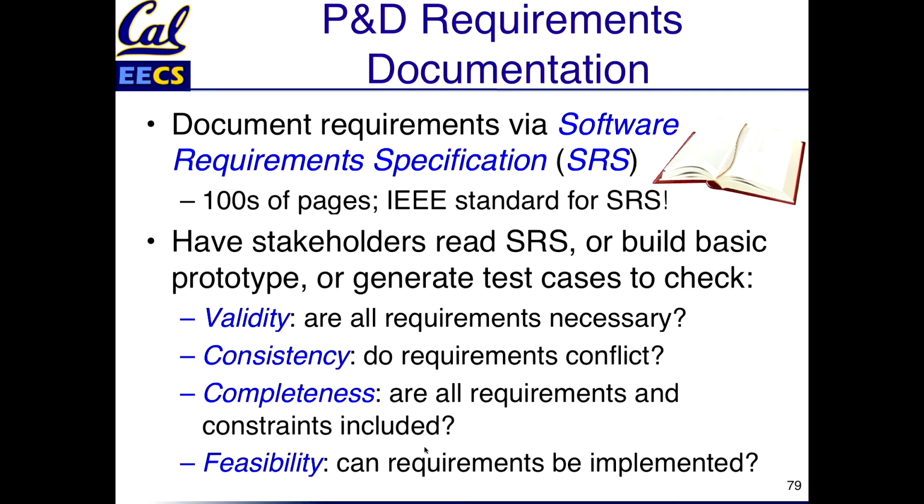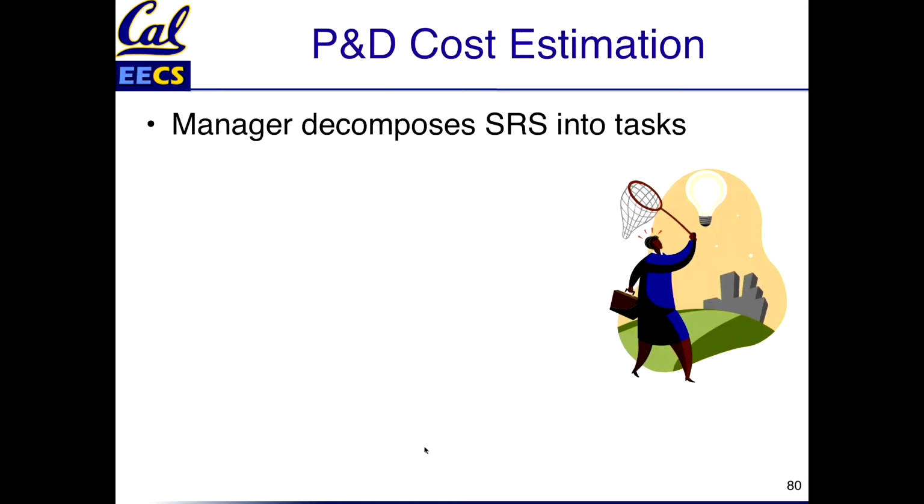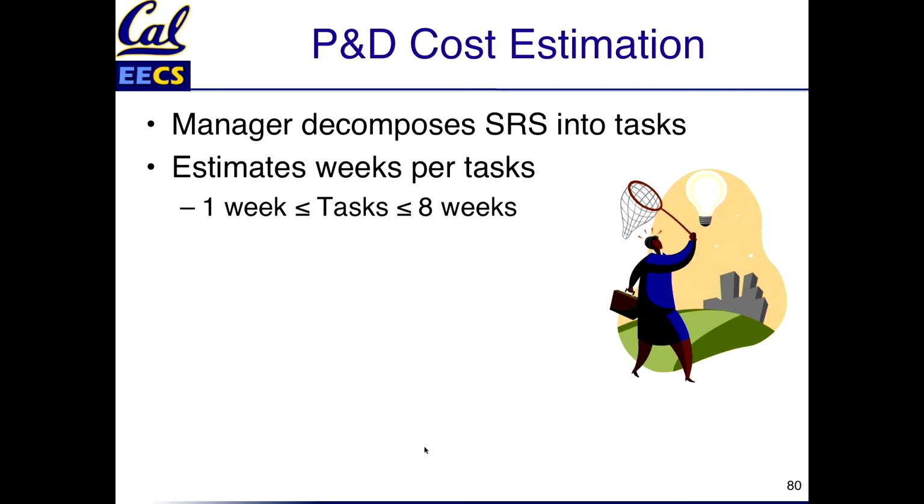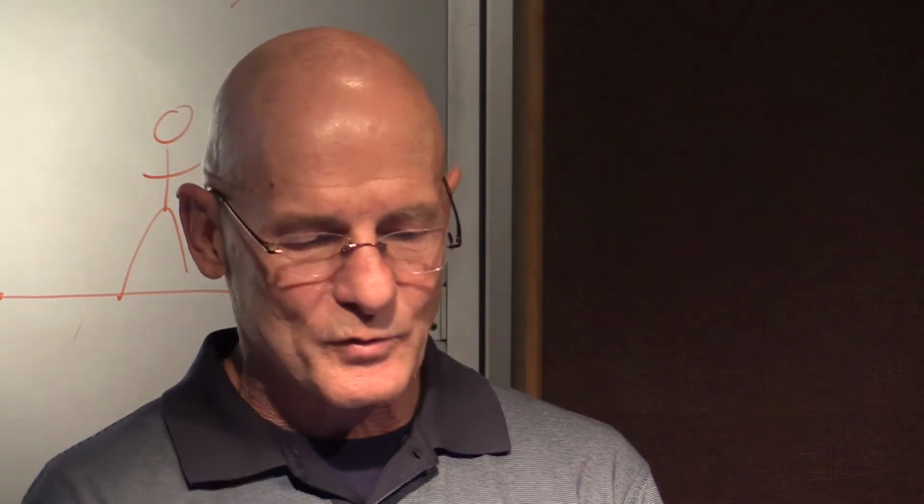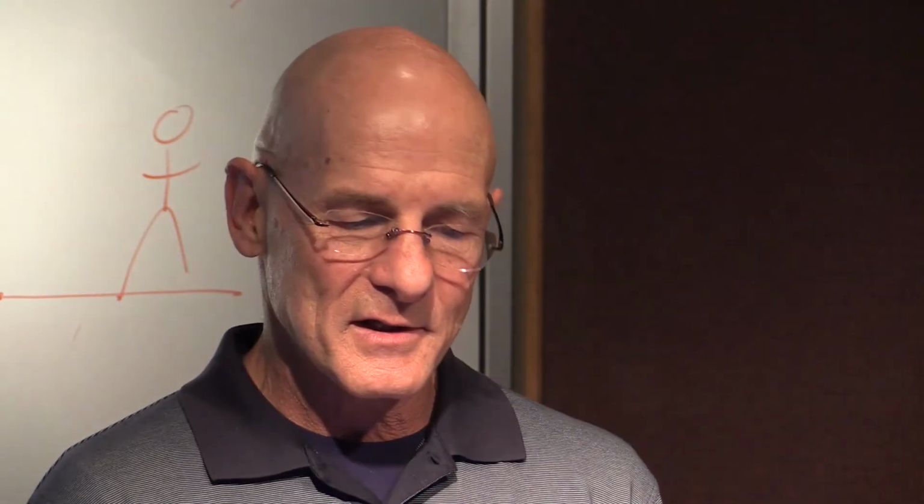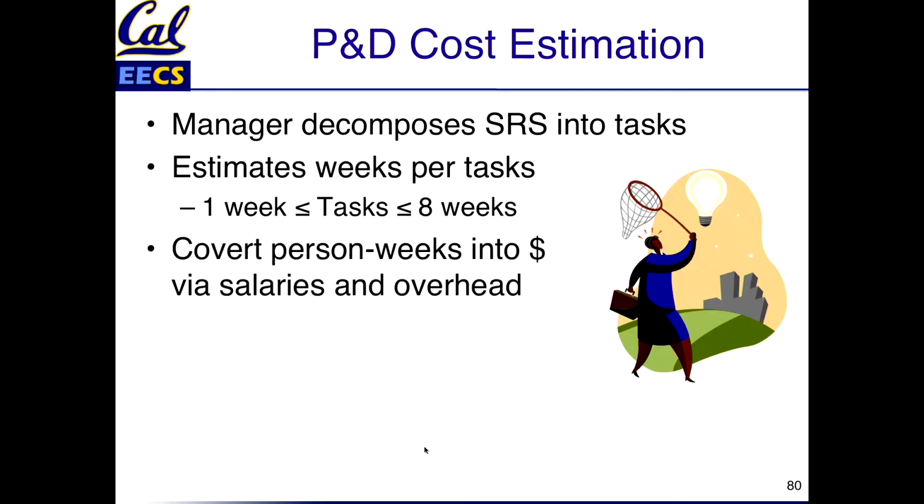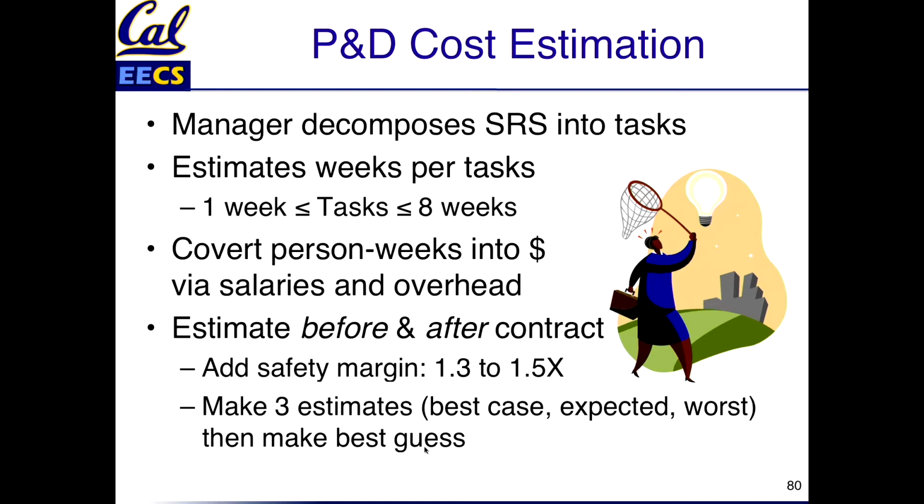So that's requirements documentation. How about the cost estimation? What the manager does is decompose the software requirements specification into tasks. A little bit like points for user stories, you want to bound the task between one and eight weeks. If it's more than eight weeks, that's too big a task. Less than one week is kind of hard to schedule. So your manager is looking at the tasks, breaking up these pieces, then given the task estimates, you convert that into dollars via salaries and overhead. That's pretty straightforward.